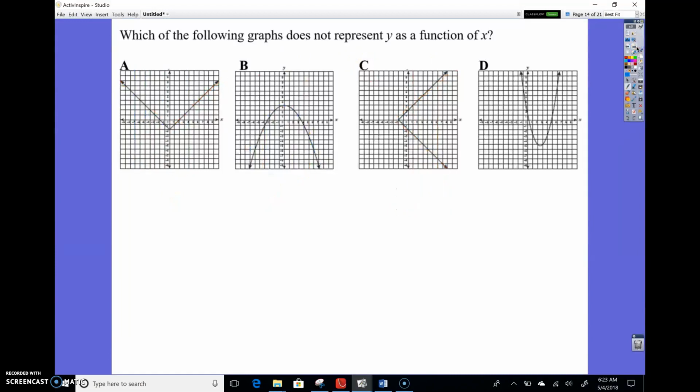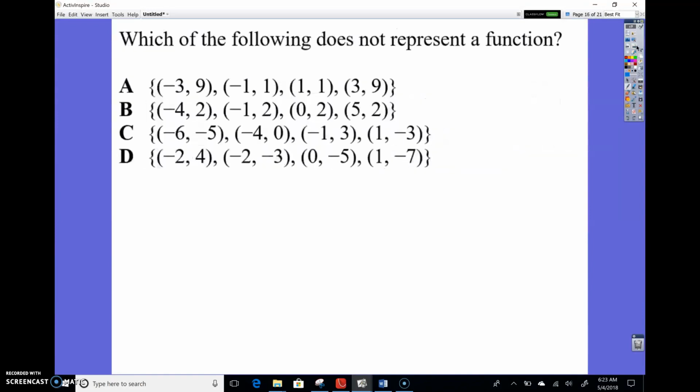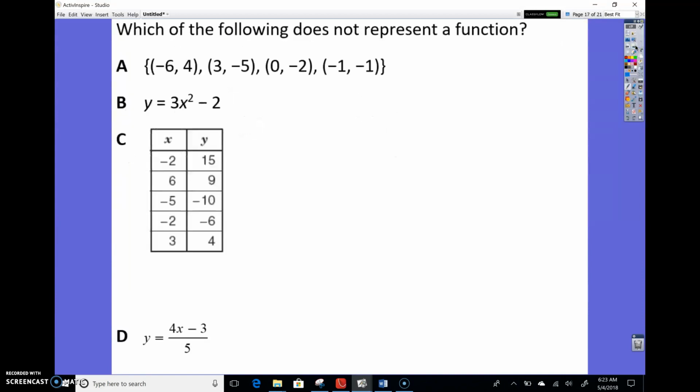Why don't you try this one on your own? And this one. And this one.